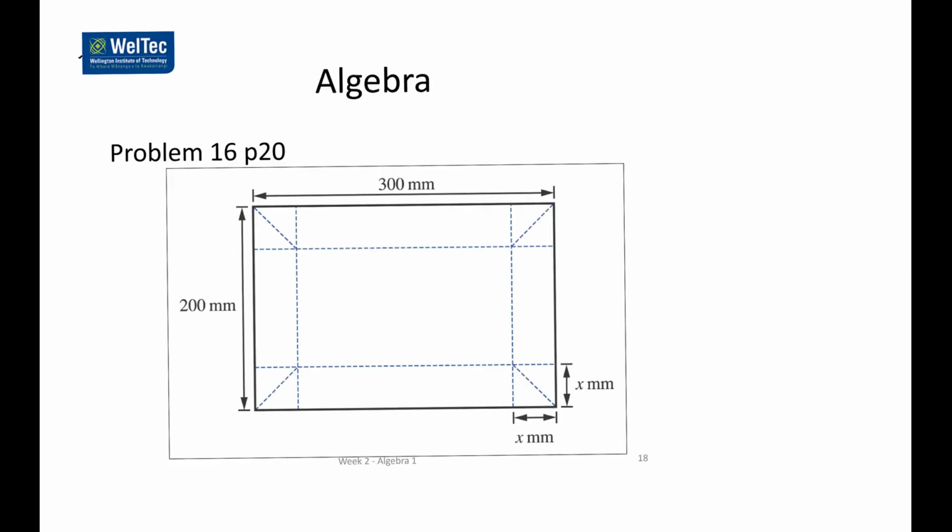I don't think that's in your textbook. Page 20. But it's an open container and it's made from a sheet of cardboard 200 millimeters by 300 millimeters, just by folding up the sides. And you need to show that the capacity is x times (300 minus 2x) times (200 minus 2x). Okay, that's the initial one.